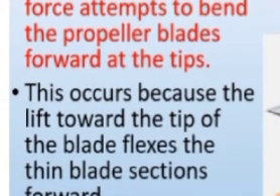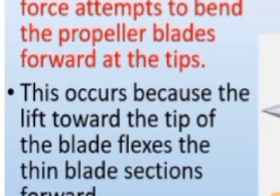So thrust bending force here attempts to bend the propeller blade forward at the tip. Here it is forward because the thrust is generated to move the aircraft forward. Now, if the thrust is generated in such a way that the aircraft is to move rearwards, or reverse, then it is the tip that will bend backwards instead of forward. This occurs because the lift towards the tip of the blade flexes the thin blade section forward or backwards.